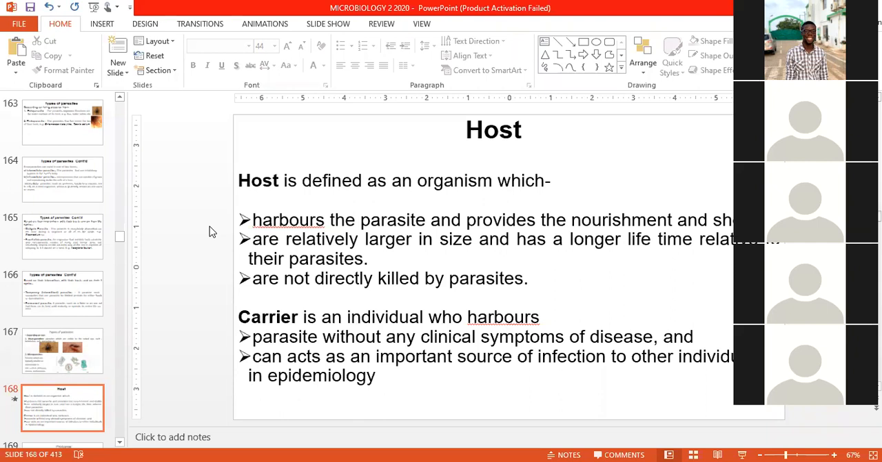We saw this earlier when we have some types of hosts that we call carriers. That means they harbor the parasite within them. Then they help the parasite to move from one person to another. That type of transmission is what we call horizontal transmission.